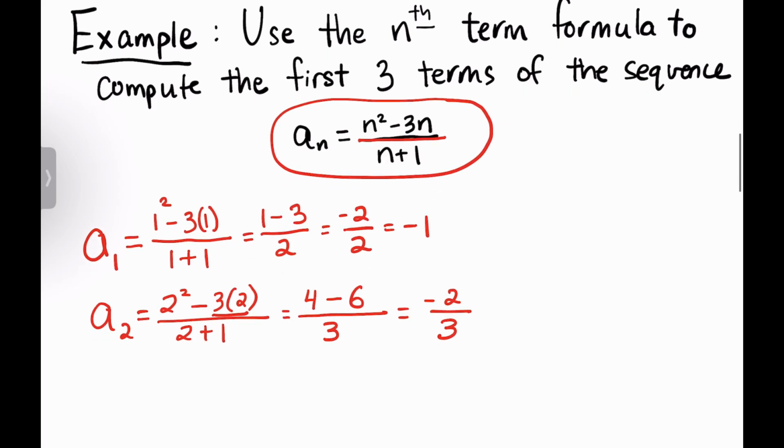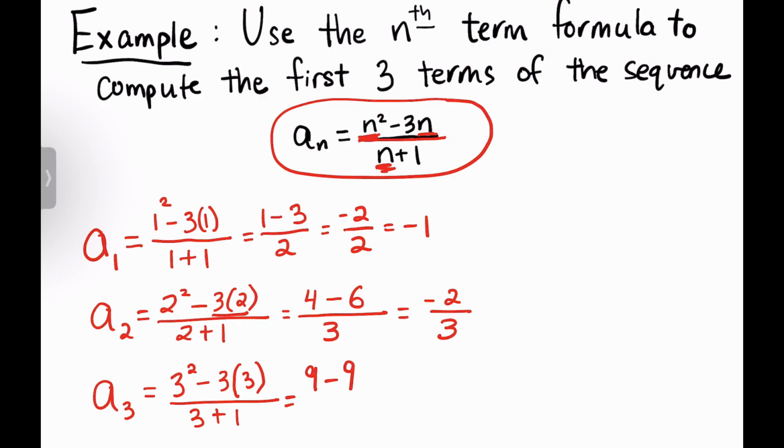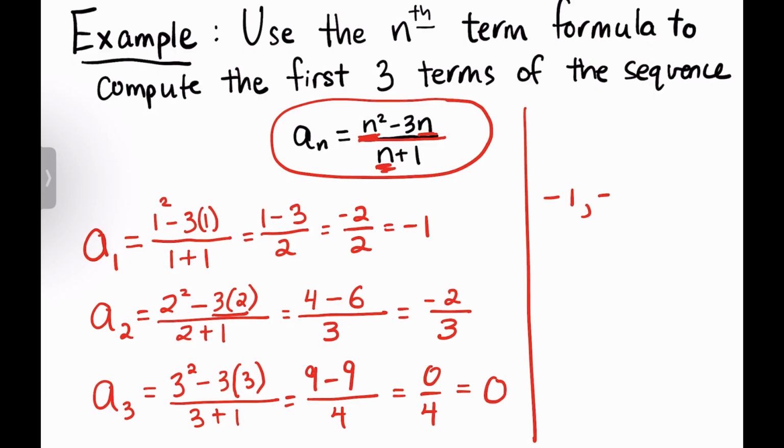And I'm going to continue with the third term of the sequence. So now wherever I see n, I'm going to plug in 3. So I have 3 squared minus 3 times 3, over 3 plus 1. Okay, and then I have 9 minus 9 over 4, which is 0 over 4, which is 0. So that means the first three terms of the sequence are negative 1, negative 2/3, 0, and then we can keep going as long as we want, but those are the first three terms.